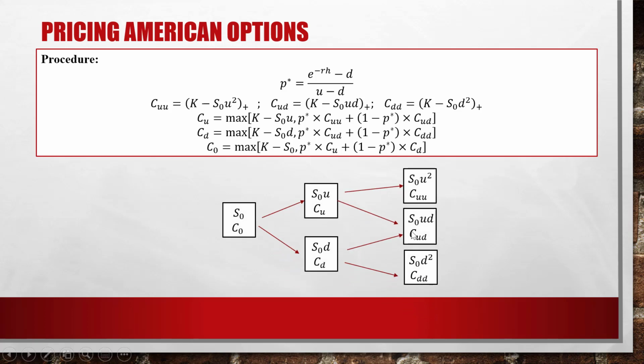If we look at the graph, basically we have to calculate the end nodes right here, CUU, CUD, and CDD, by using the formula of payoff for put option. Then we calculate backwards in order to find CU and CD. And once we have CU and CD, we calculate backward to find C naught. Here CU is calculated from CUU and CUD, and CD is calculated from CUD and CDD. See that?